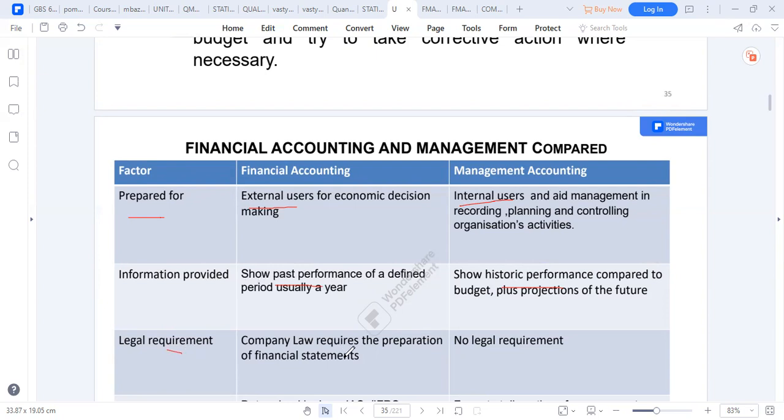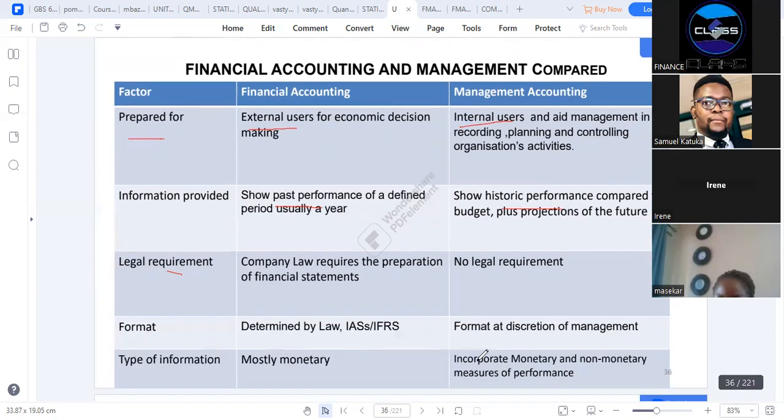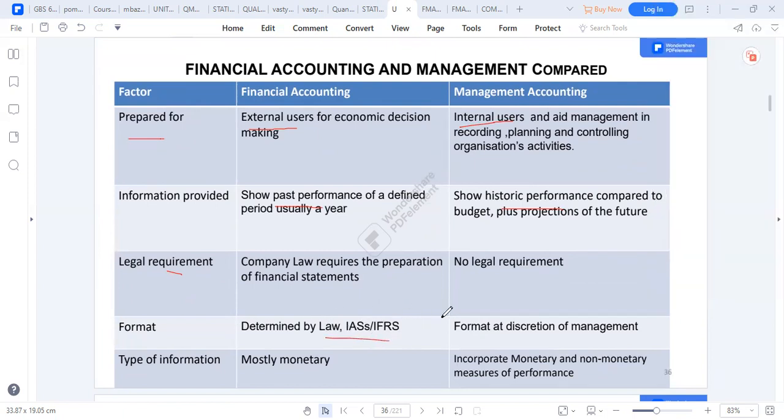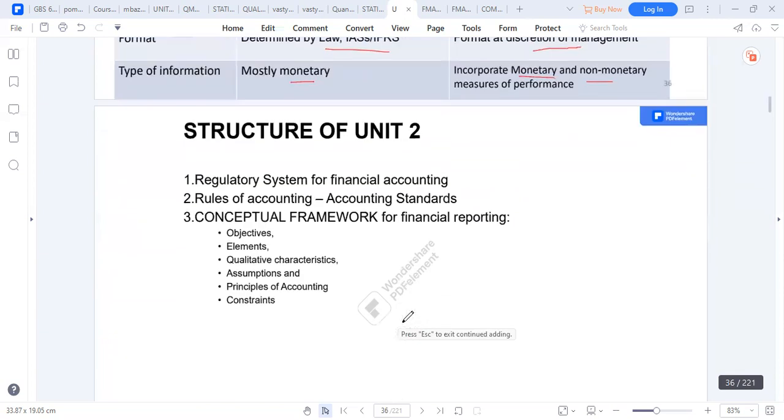For the legal requirement, financial accounting uses legal requirements that have been set, whereas for management accounting there's no legal requirement that you need to use. The format for financial accounting is as given by the accounting standards. Here, there's no standard that you need to use; it is at the discretion of management. The type of information in financial accounting is mainly mandatory. Here, we use both mandatory and non-mandatory for management accounting. So this is how Unit 1 ends.